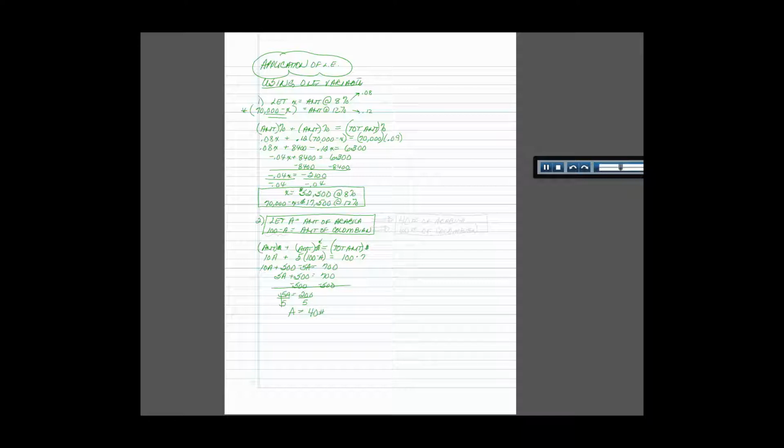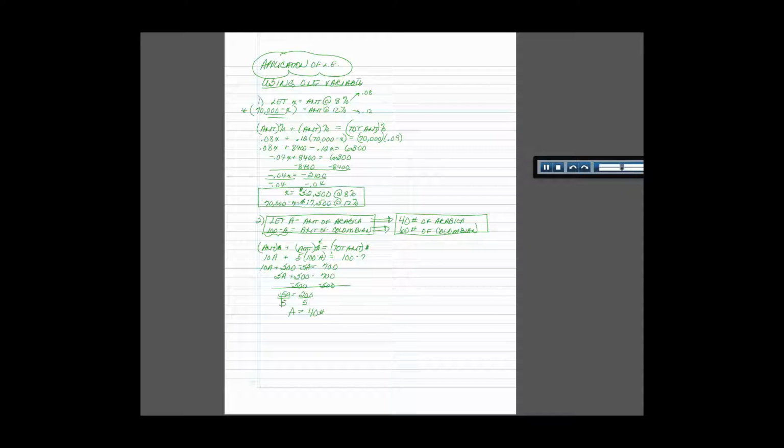I'm going to go up here. That is the Arabica. So 40 pounds of Arabica, and then the rest of it, which is 100 minus A, that's 60 pounds of Colombian. That one was a little bit easier just because the numbers were easier. And that's how you do mixture problems with one variable.